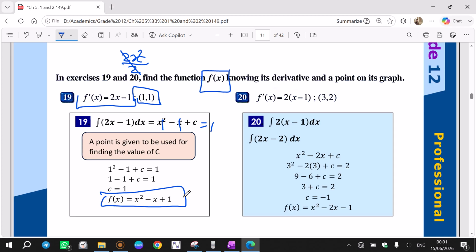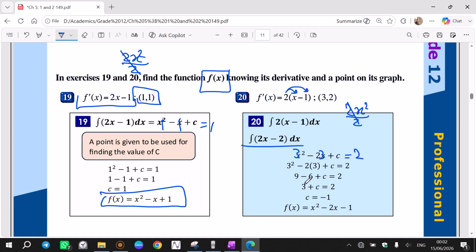Question 20. Firstly, we multiply the 2 by inside. Then we get that. Integral of 2x is 2x squared over 2, the 2 cancels out. X squared remains. Integral of minus 2 will be minus 2x plus c. Then the point (3, 2) is given. Replace every x with 3. Replace the result, which is y, with 2. We get that. 3 squared is 9. 2 times 3 is 6 plus c equal to 2.